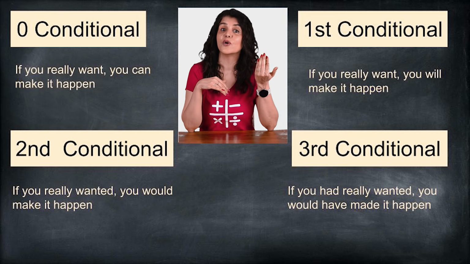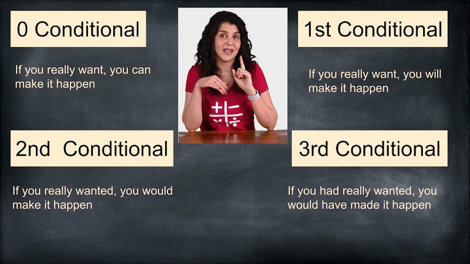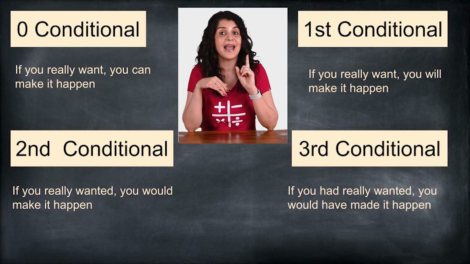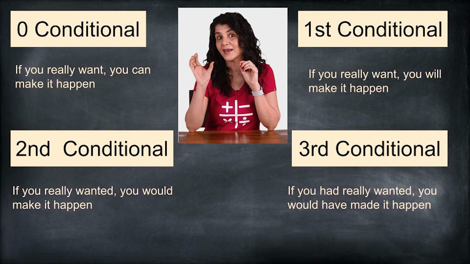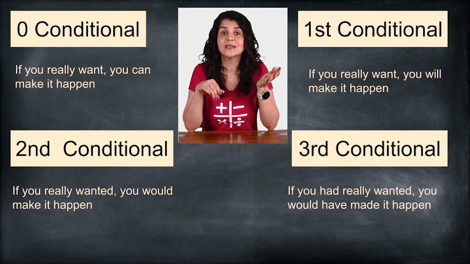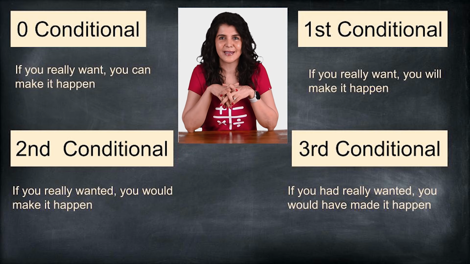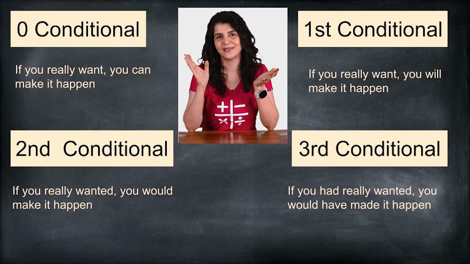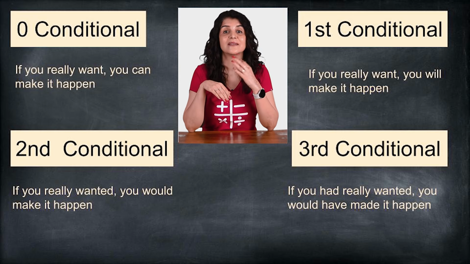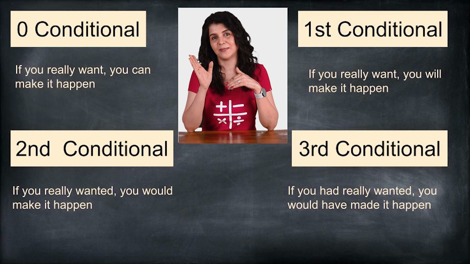If you really wanted, you would make this happen. Second conditional. If plus simple past and would plus infinitive in the main clause. Finally, if you had really wanted, you would have made it happen. Add have to both sides of the second conditional and you get the third conditional. If plus past perfect and would have plus past participle.